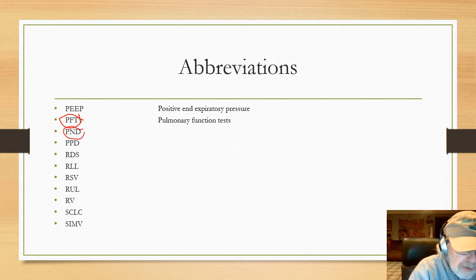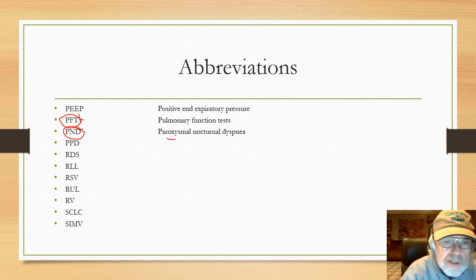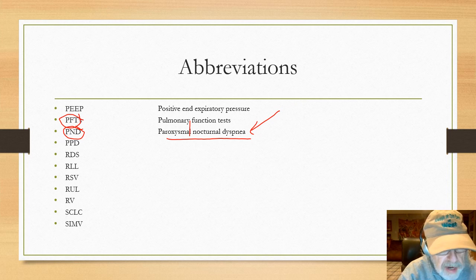PND is one that's probably also cardiovascular. It's called paroxysmal nocturnal dyspnea. And what happens, paroxysmal means comes in spasms or bouts. Nocturnal means at night, and dyspnea is shortness of breath.